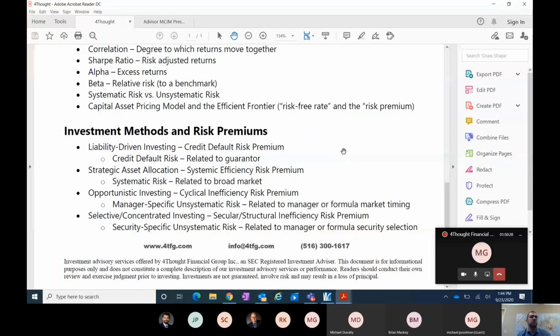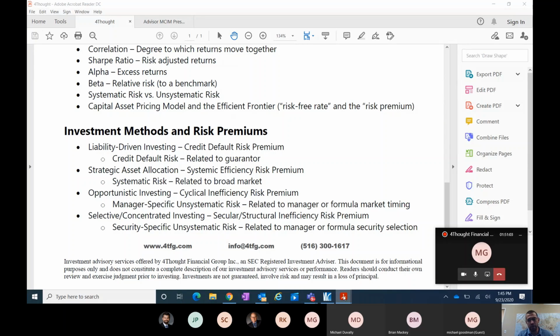But talking about investment methods and risk premiums, you can further break down that efficient frontier I talked about earlier into additional or subcomponent premiums, other than that basic market risk premium that we talked about, right? And really that changes your whole outlook on how you should manage an investment portfolio. So let me show you what I mean.